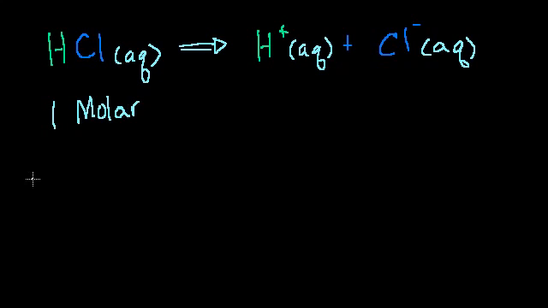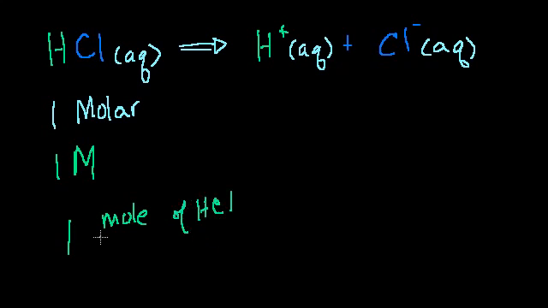1 molar, which is also sometimes written as 1 capital M, of hydrochloric acid. So essentially, what am I doing? I am taking 1 molar of hydrochloric acid. That literally means that I am taking 1 mole of HCl per liter of our whole solution, which is mainly water. It's an aqueous solution, per liter of water, right?